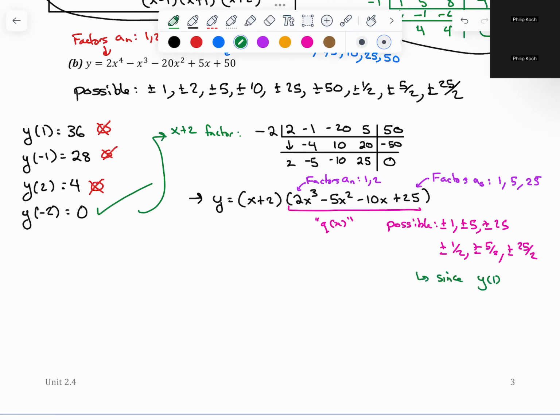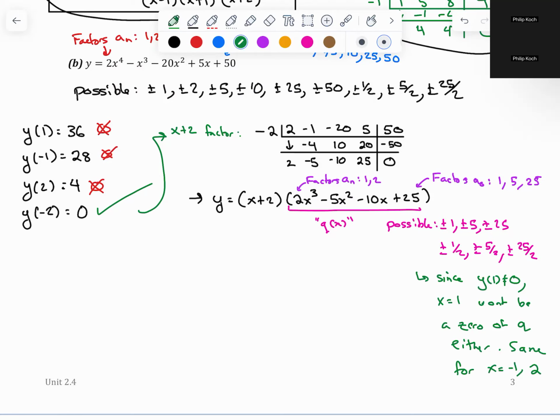Since y of 1 didn't equal 0, x equals 1 won't be a 0 of q either. Same for x equals -1 and +2. So I don't even need to bother checking 1 and -1. It doesn't hurt to do so. It's not going to cause any problems at the end of the day. But if you check a bunch of them first and none of them are zeros, you can immediately eliminate them from the pool of testing values.